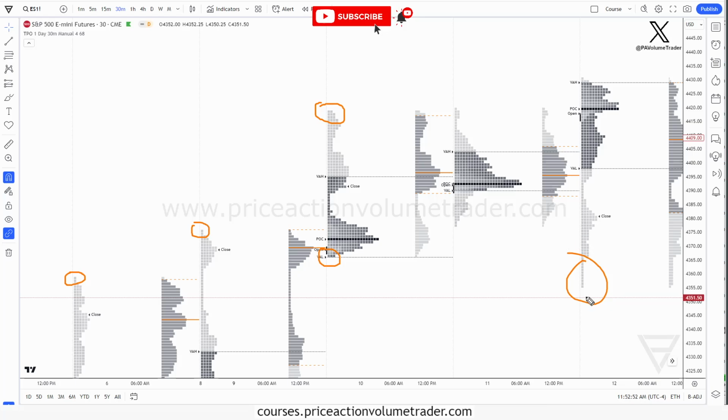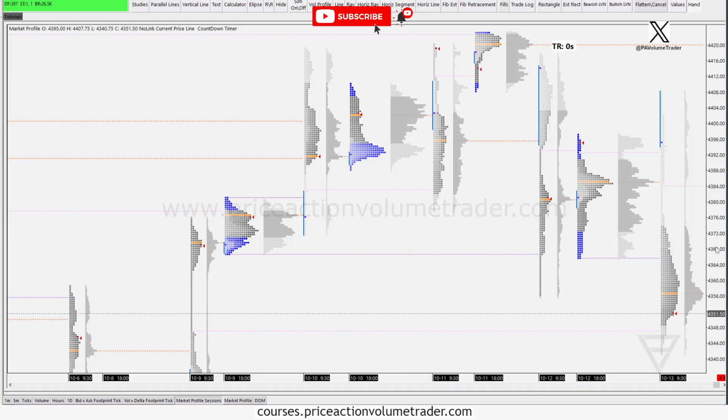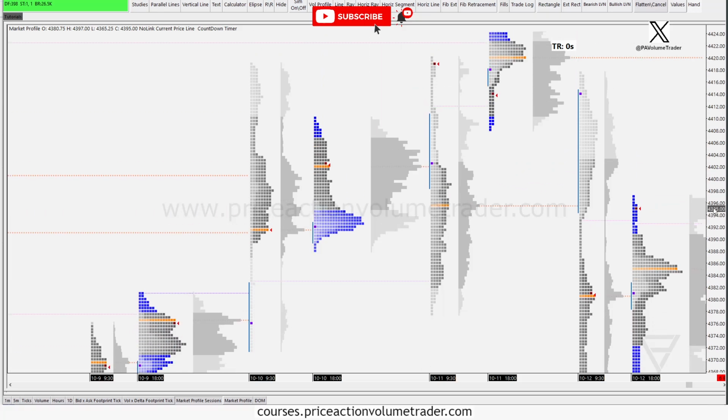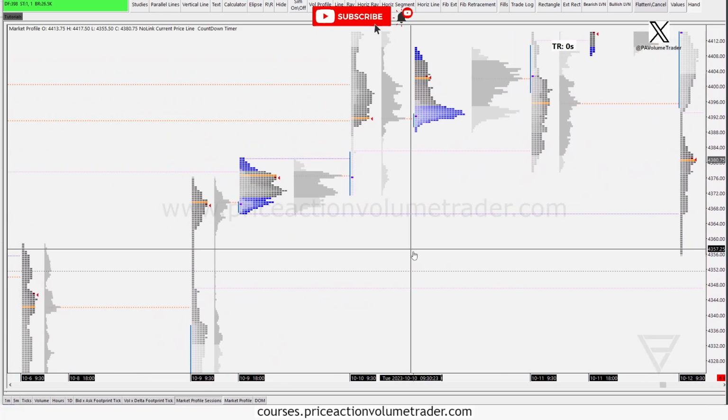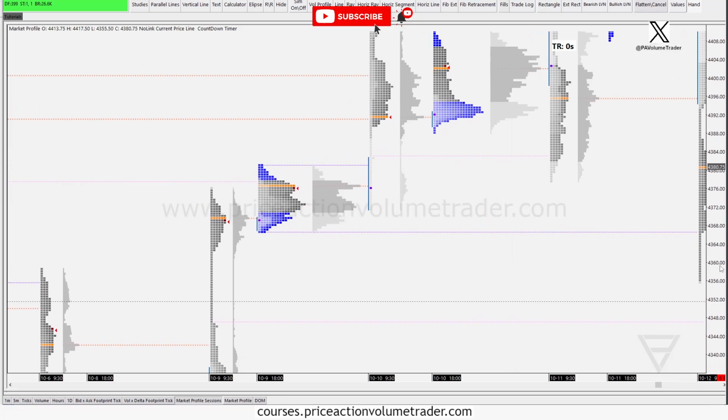We had a nice excess, and so this was a well auctioned low on this session. Market came down, buyers stepped in, and impulsively this found buyers that pushed this up. When we have poor highs and lows, this indicates that there's not a finished auction at the edges of this, and market is going to tend to come back and retest these areas.